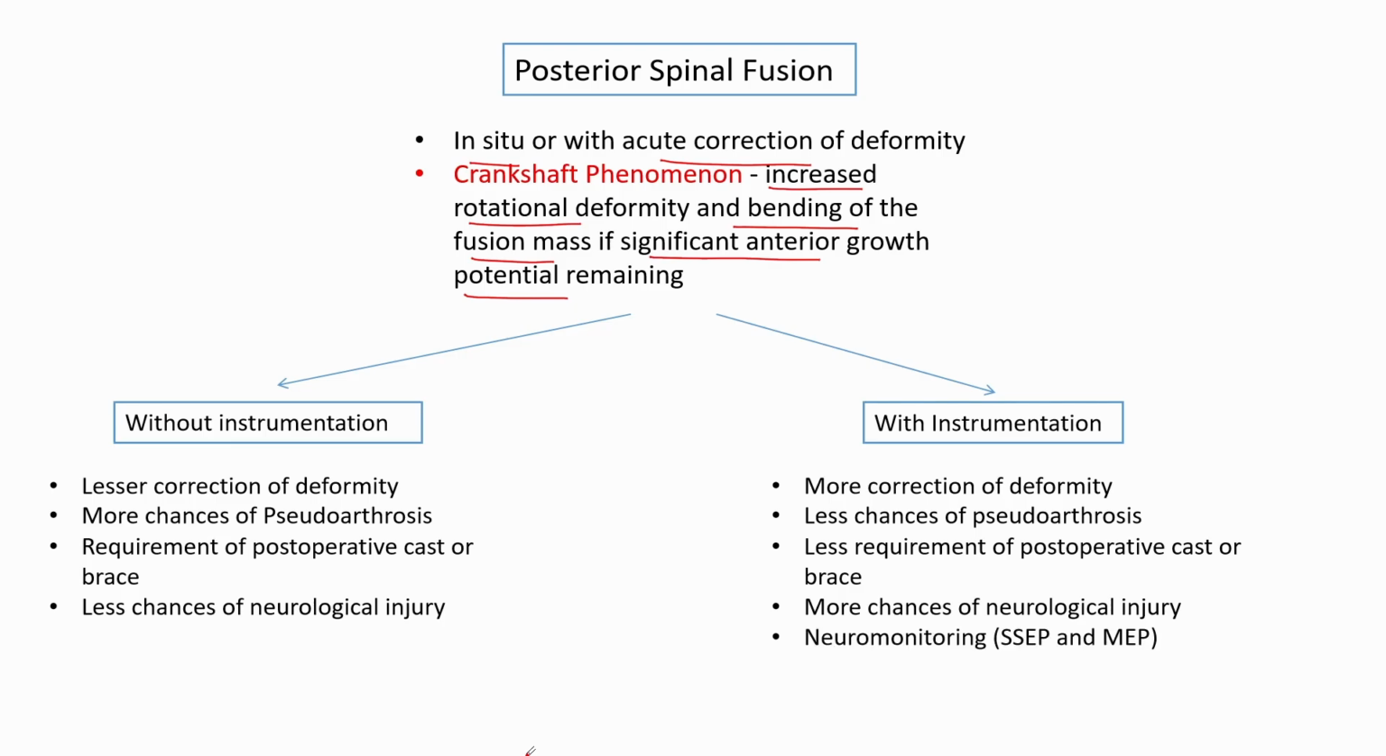To avoid this, we use neuromonitoring, that is SSEPs and MEPs. In all cases of congenital scoliosis, when we are operating and trying to achieve correction with or without instrumentation, we prefer to use neuromonitoring.